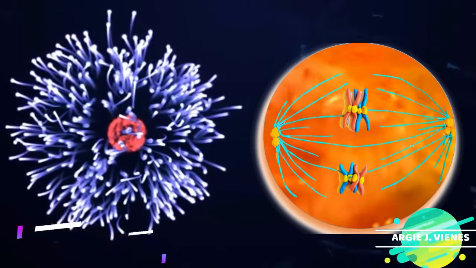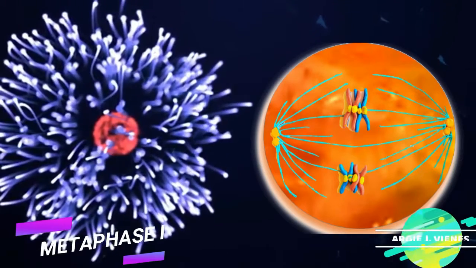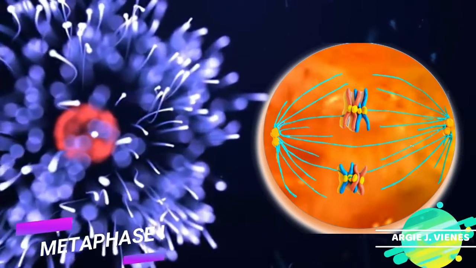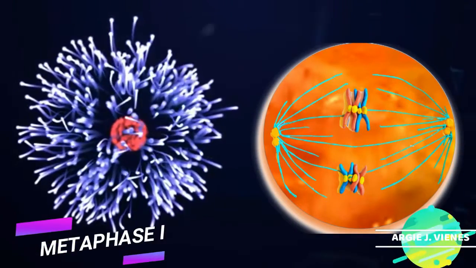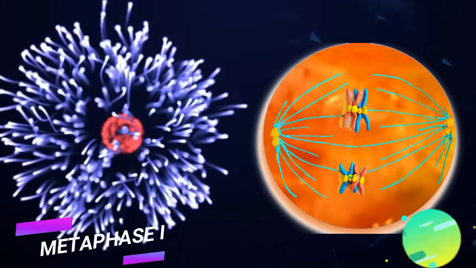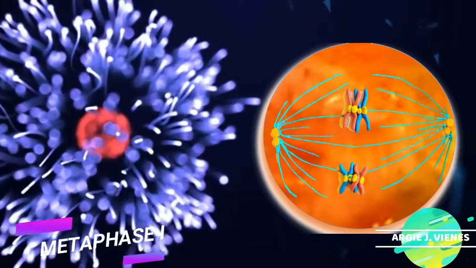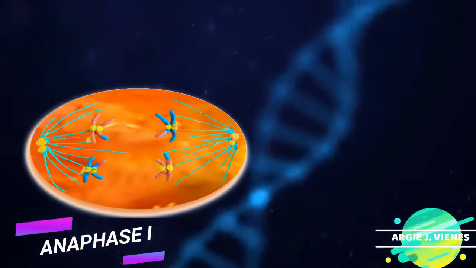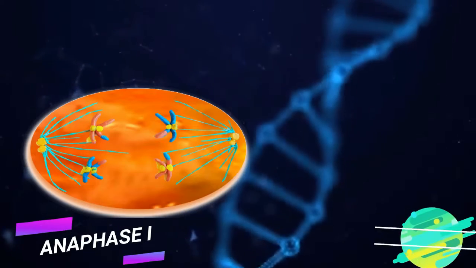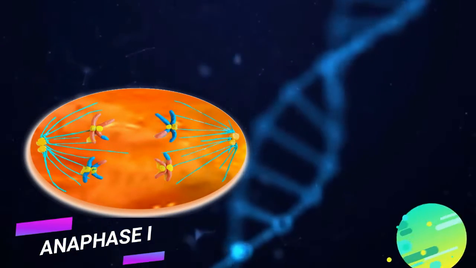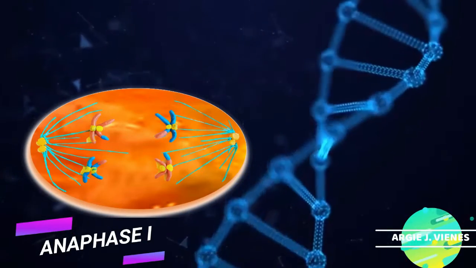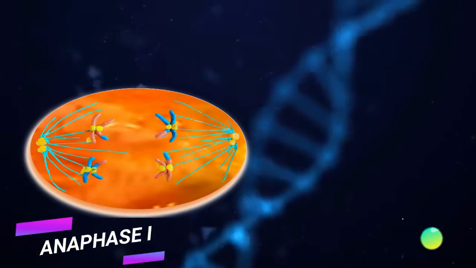Metaphase 1. Metaphase 1 is the third phase of meiosis 1. During metaphase 1, homologous chromosomes randomly assemble at the metaphase plate, where they have been maneuvered into place by the microtubules. Anaphase 1. During anaphase 1, spindle microtubules pull the homologous chromosomes apart. The sister chromatids are still attached at the centromere.